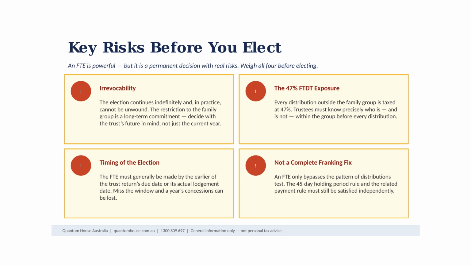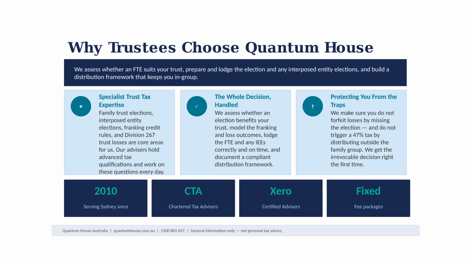Third, timing. The election must generally be made by the earlier of the trust return's due date or its actual lodgement date. Miss that window and a year's concessions can be lost. And fourth, remember it's not a complete franking fix. An election only bypasses the pattern of distributions test. The holding period rule and the related payment rule still have to be satisfied on their own. This is precisely the kind of decision worth getting right the first time, because you can't take it back.